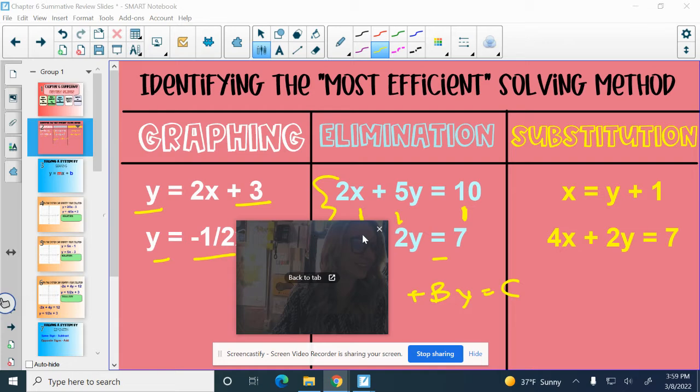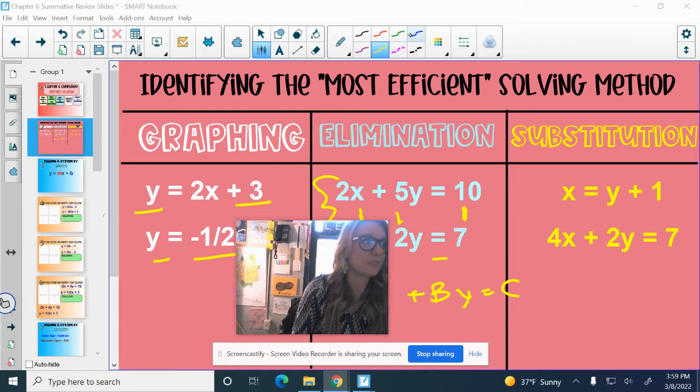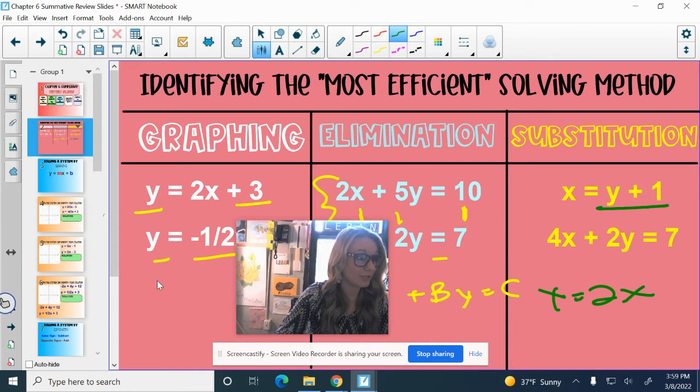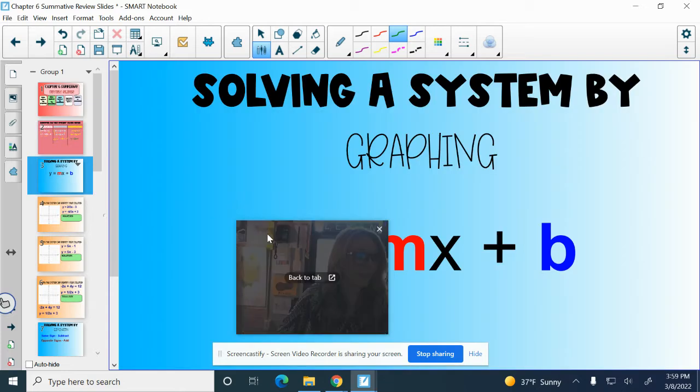And then lastly, when you're talking about substitution, if you see an equation in which you've got an x equals or a y equals 2x, your best solving method, or most efficient, will be substitution. So I'm going to quickly go through each of the 3. Let's start with graphing.